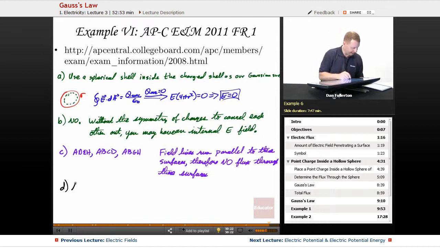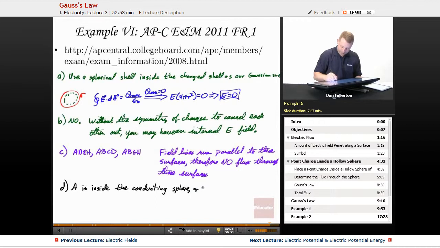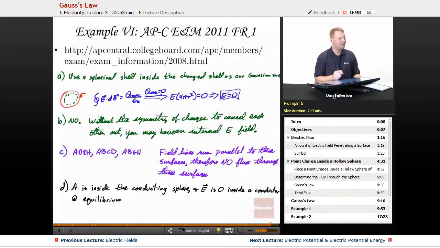So I would state that A is inside the conducting sphere, and the electric field is 0 inside a conductor at equilibrium. Kind of a trick question there if you haven't read it very carefully.